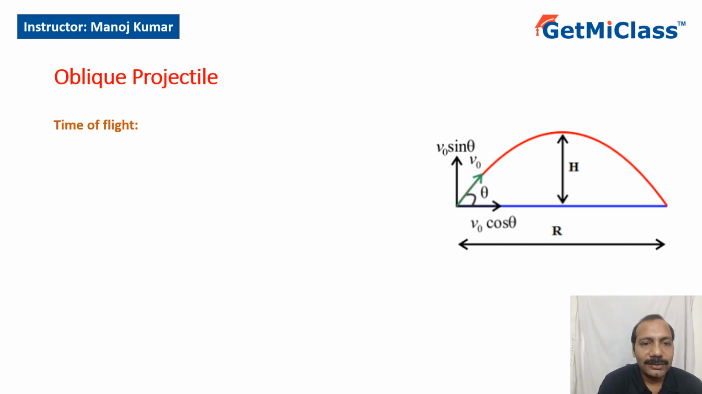First we'll try to find out time of flight. So what is time of flight? The total time taken by the projectile to come back to ground, if it is thrown from the ground, is called time of flight. So let's see, we have vertical component of velocity v naught sin theta as shown in the graph, and horizontal component of velocity v naught cos theta, if v naught is the velocity with which it is projected at an angle theta with the horizontal.